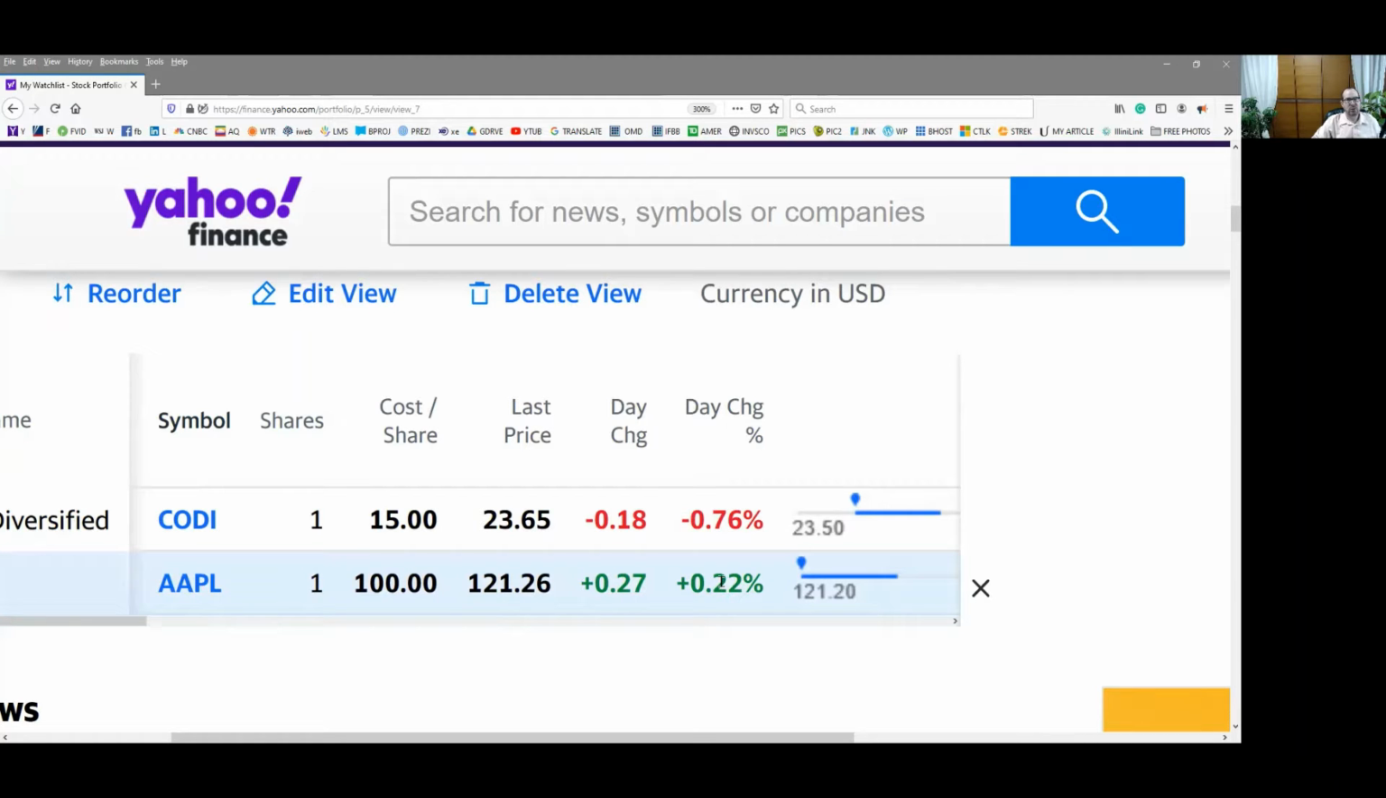That's about 0.22%, okay? Now you notice that this company, Cody, which is a conglomerate, they basically own a bunch of small companies or middle-sized companies, okay? And basically it's a little holding company. Now it went up and down quite a bit more than Apple did, okay? That's just today. So you can see what your companies are doing on a daily basis.